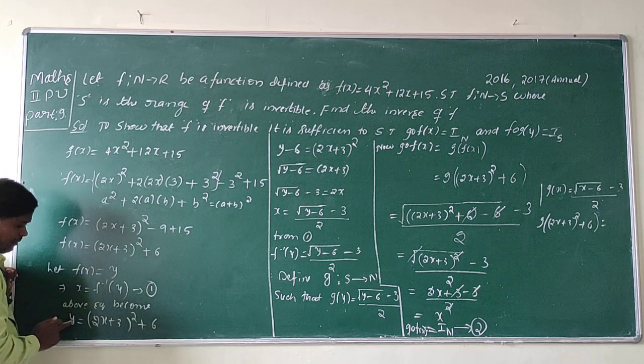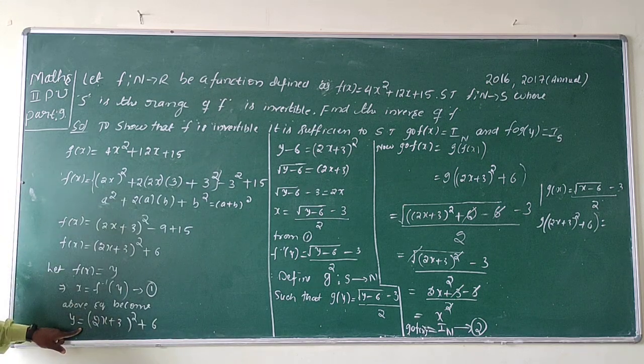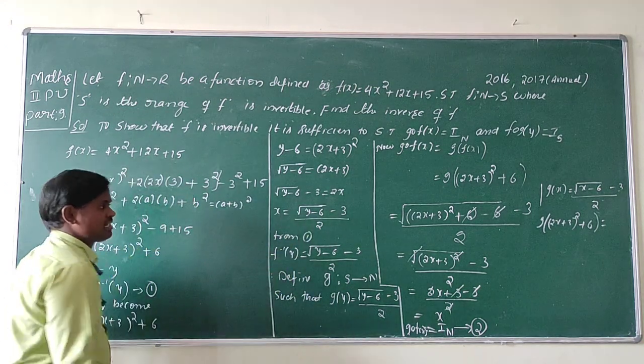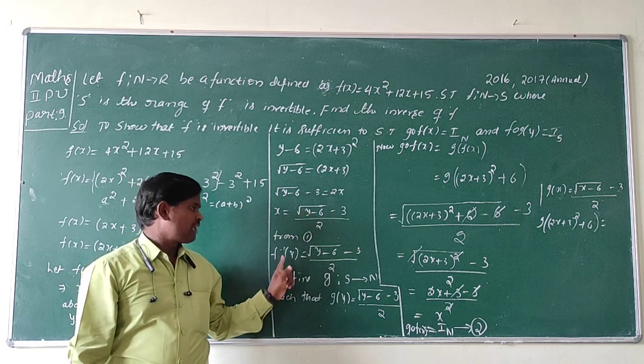So therefore we take y. Okay, y is equal to... So then we are going to solve for x. So solve for x. So then we get x is equal to (root of y minus 6 minus 3) divided by 2.